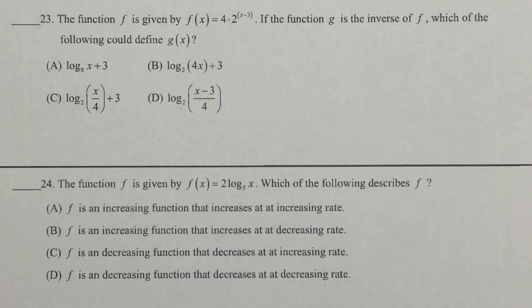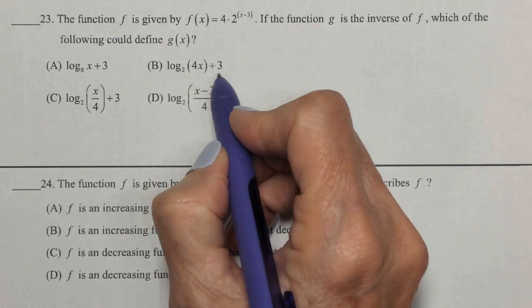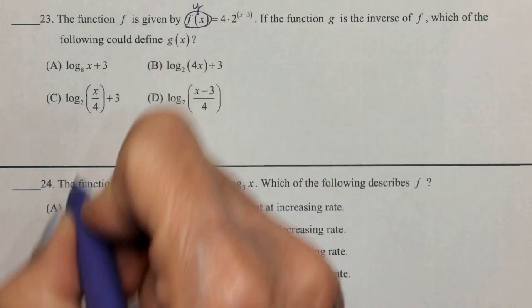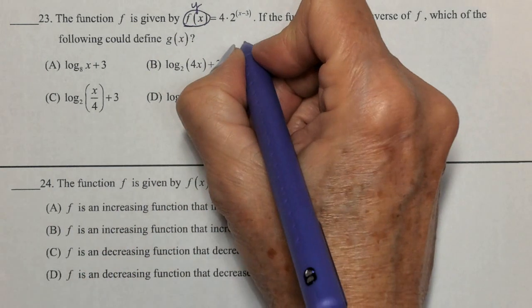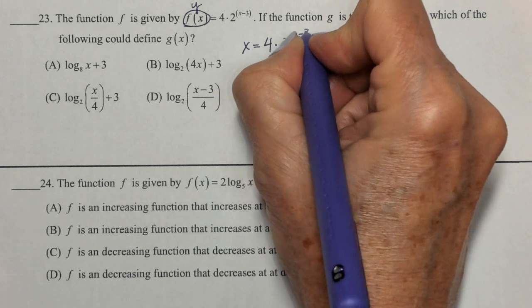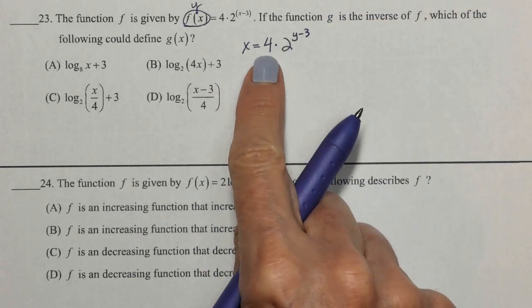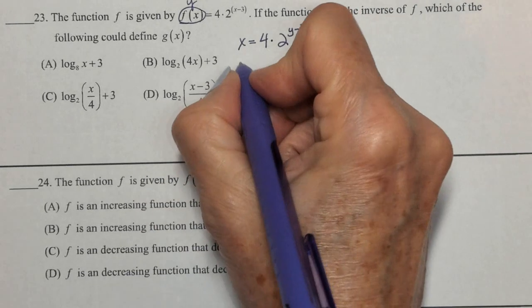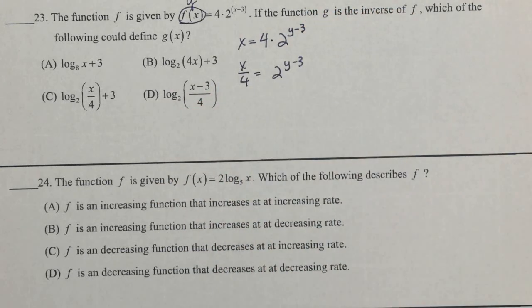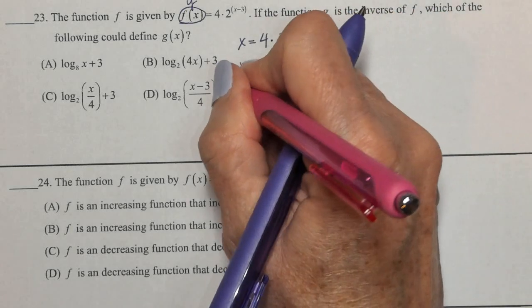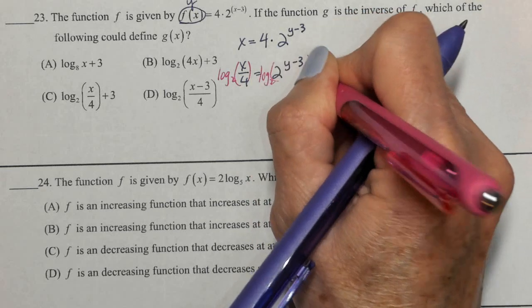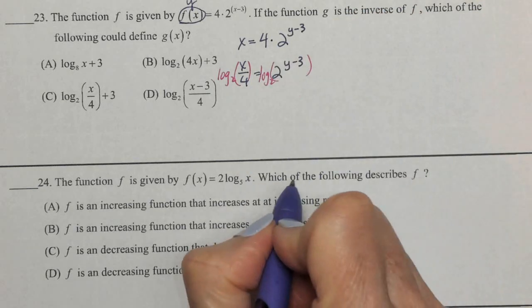So to find an inverse of a function, we switch the x and the y, solve for the new y. That's f's y, so we're going to switch the x and the y, solve for y. I'm going to begin by dividing both sides by 4. And now I'm going to take log base 2 of both sides to get the power by itself.